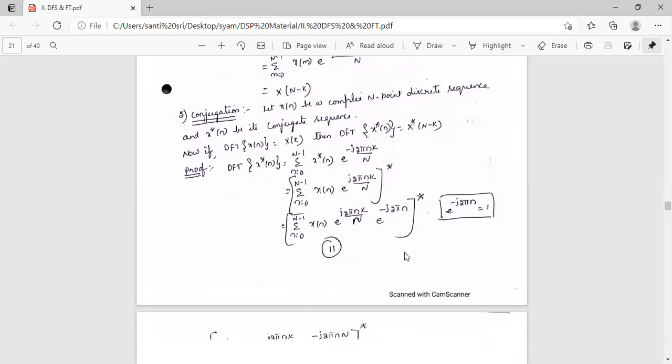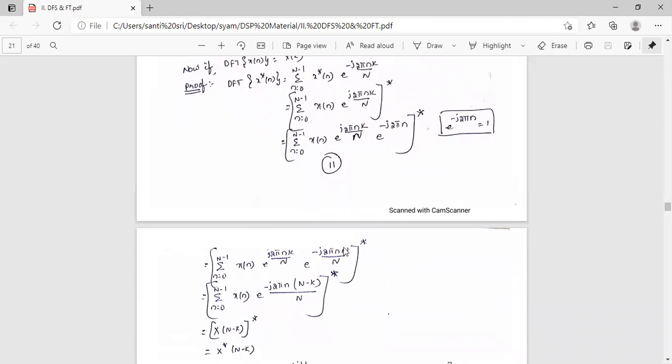Or we can divide and multiply by capital N here, so that it will become x of n into e power j 2 pi nk by N into e power minus j 2 pi n into capital N by N, whole power star. So taking minus j 2 pi n by N as common, it will become N minus k. So x of n into e power minus j 2 pi n into (N minus k) by N, whole to the power of star, so that this entire thing will become X of N minus k whole to the star, or we can write this as X star of N minus k.